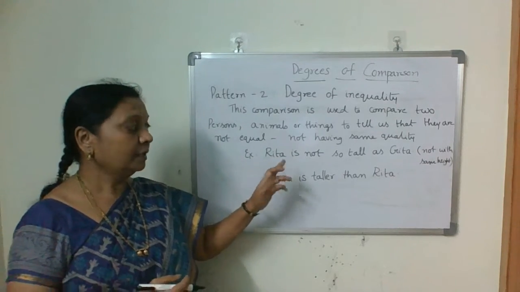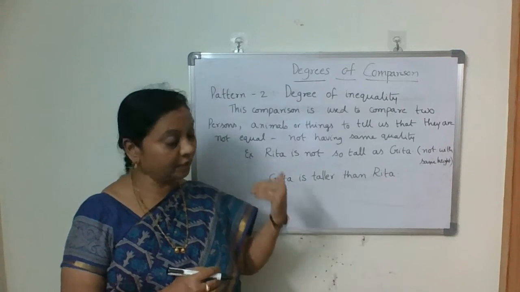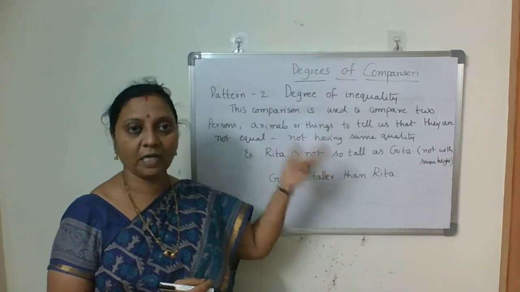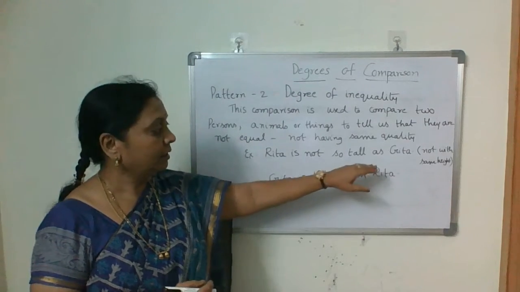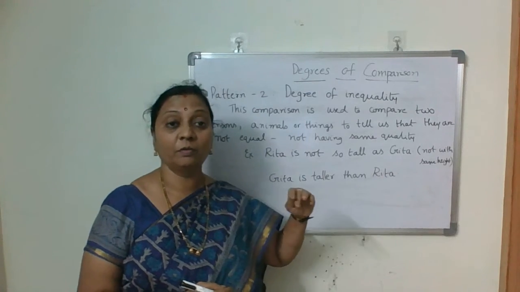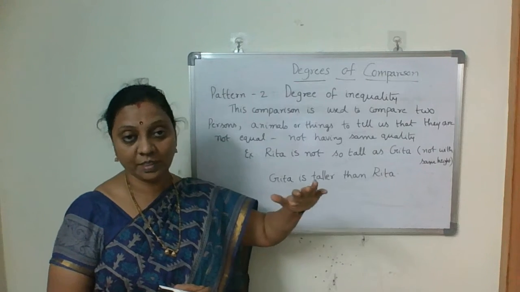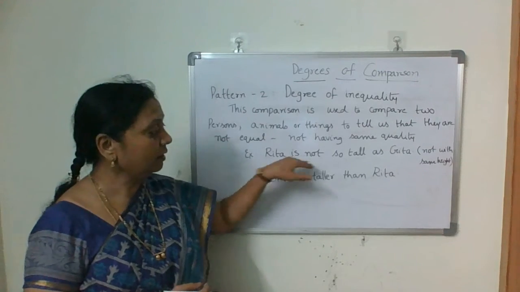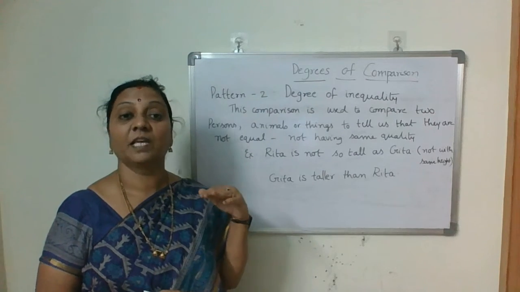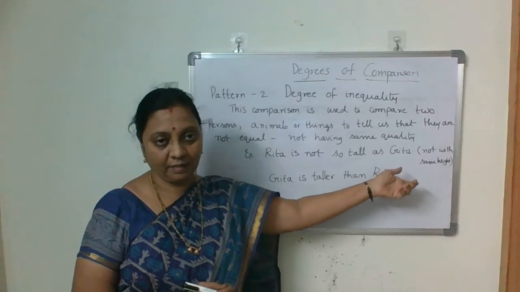Look at the example. Rita is not as tall as Geeta. Rita is not so tall as, or not as tall as, not so tall as Geeta. It means you are talking about two girls, but they are not of same height. Previously, both were of same height, equal height. But here, Rita and Geeta, two girls, are not of same height. Rita is not so tall as Geeta.